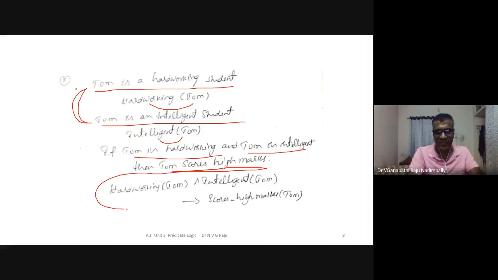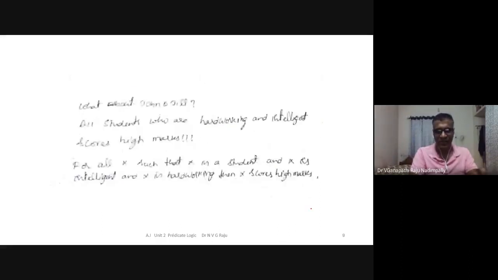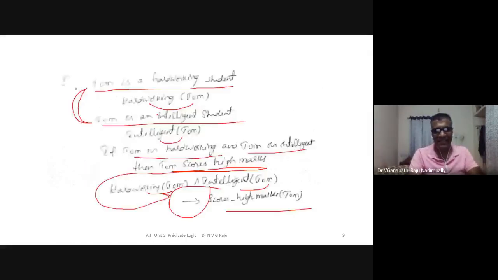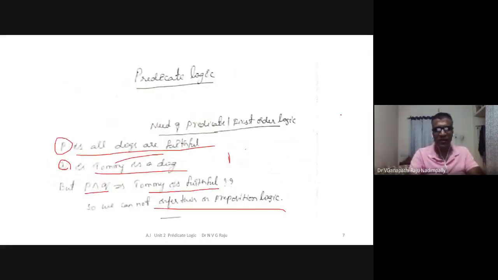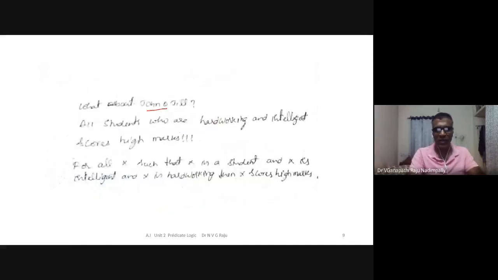I can represent the sentence in the form of syntax. Hardworking Tom and Tom intelligent. So it implies that he can score high marks. Now let me go to another example, please. For example, here I can say that Tom is a dog. Yes. What about John, Jill, some X, Y, Z?